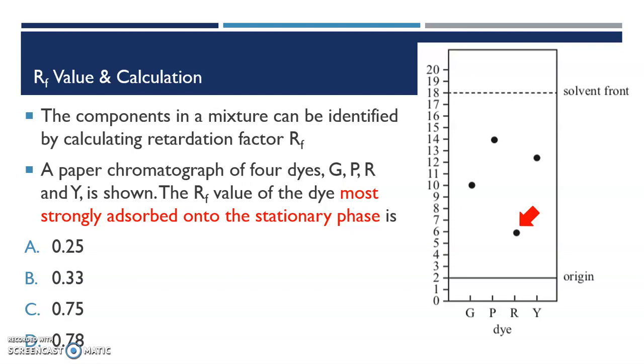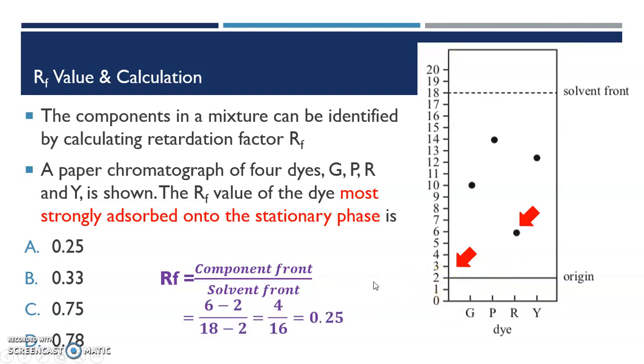So the calculation for the retardation factor is the distance between that component to origin over the distance between the solvent front to the origin. Okay. The only thing is that you need to be careful that here the origin doesn't start at 0, it starts at 2. So as a result, you got to take away the 2 from the bottom. So it's 4/16. And as a result, it's A.